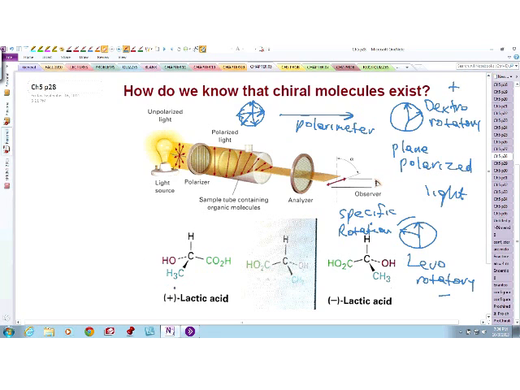Okay, so you can see here, this molecule here we call lactic acid, rotates to the right, and this one rotates to the left. Those are two enantiomers.